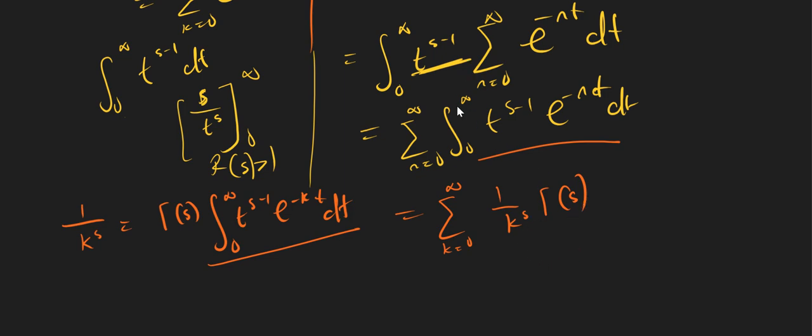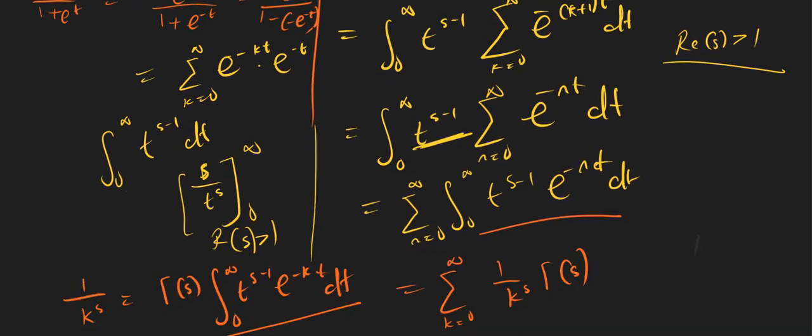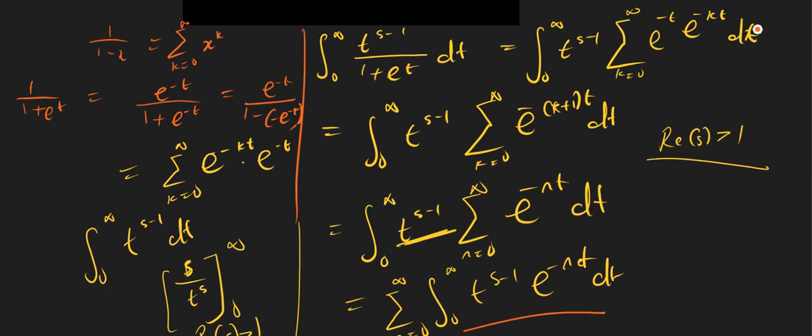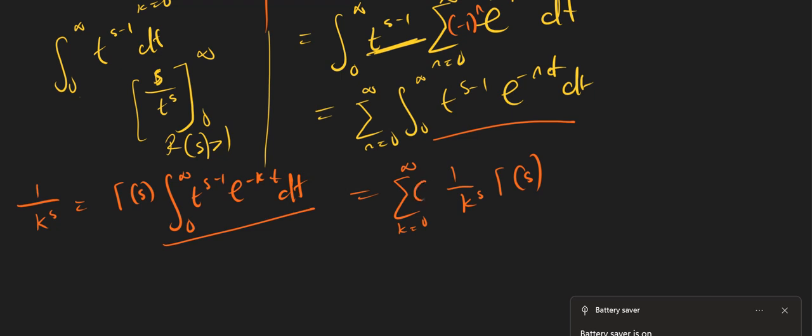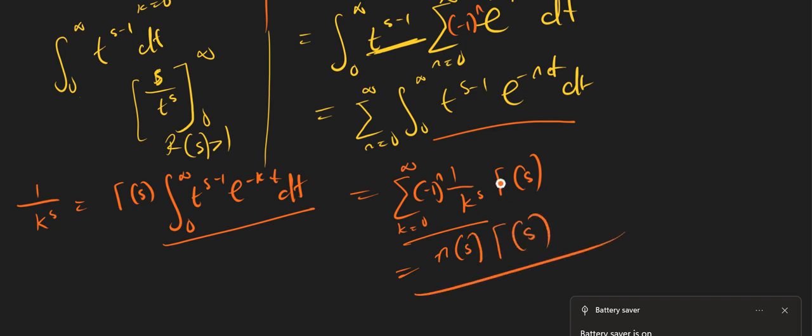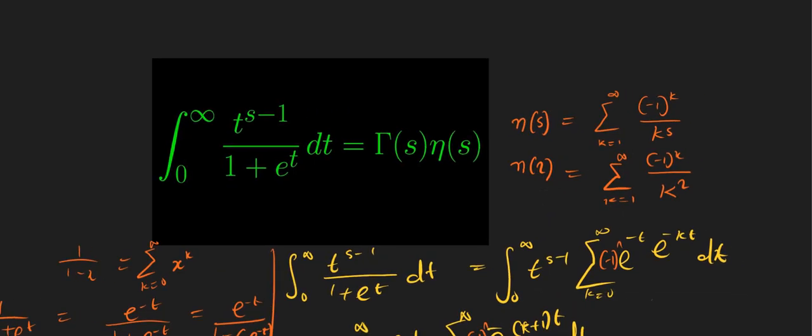Don't forget the negative 1 to the n, obviously. We have a negative 1 to the n power here, always. Then this is eta of s, times gamma of s, by definition. So we have proved this result: the integral from 0 to infinity of t^(s-1) divided by 1 plus e^t dt is gamma of s times eta of s.